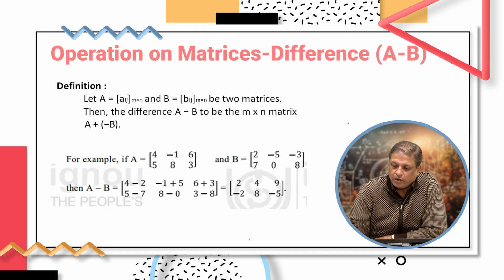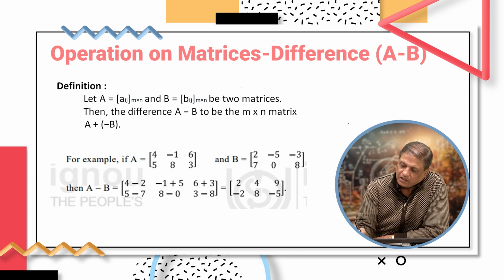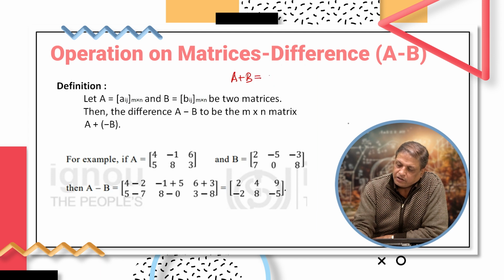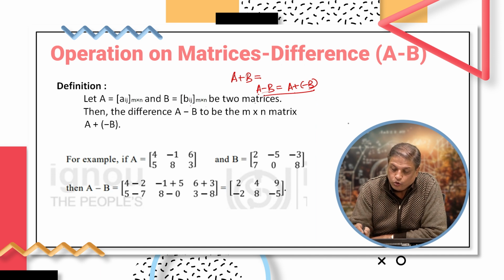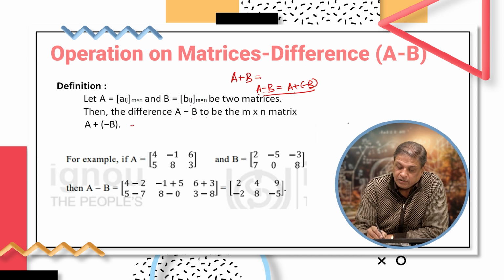Now, the next important operation on matrices is the difference. If I say A plus B, then equivalently we can say A minus B is equal to A plus of minus B. So that means performing subtraction means that we are adding a negative value. So if A_ij m cross n and B_ij m cross n are two matrices, then the difference A minus B of the matrix m cross n will be equal to A plus minus B.